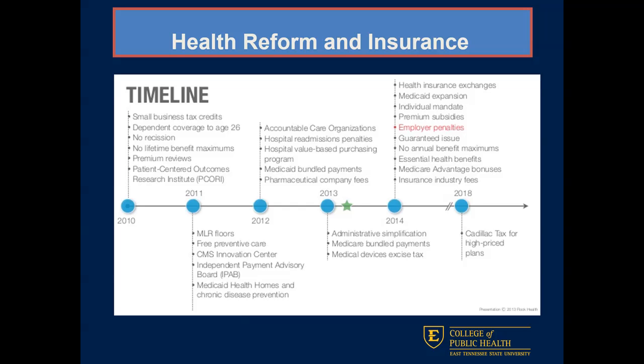So you can see 2010 is when a lot of people are familiar with the dependent coverage up until age 26. No maximum lifetime benefits went into effect. In 2011, free preventative care was included as part of healthcare reform. Insurance companies offering plans out on the marketplace had to include preventive care at no cost to their subscribers. Accountable care organizations started to come about around 2012. Of particular interest to those of you that will be going out into the healthcare field to practice as managers or leaders.